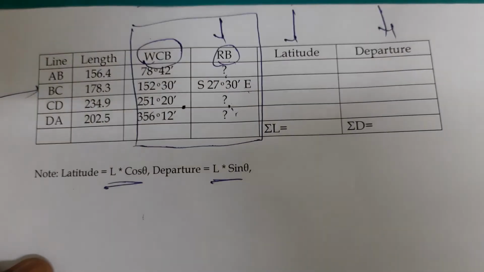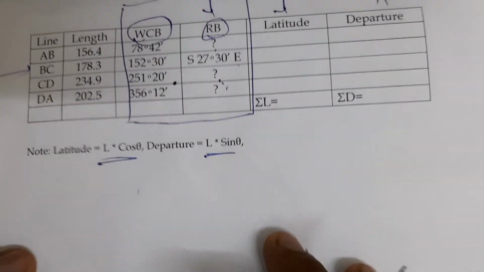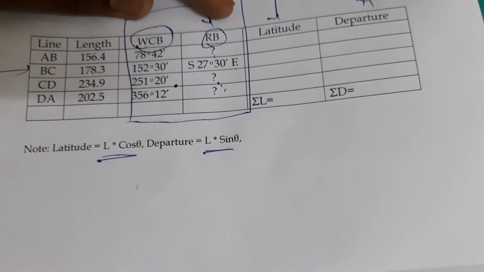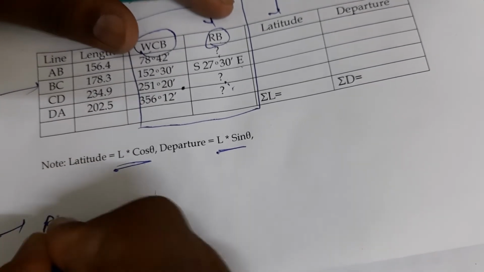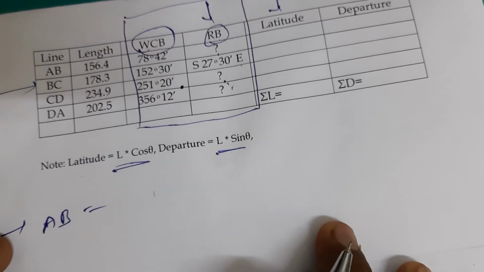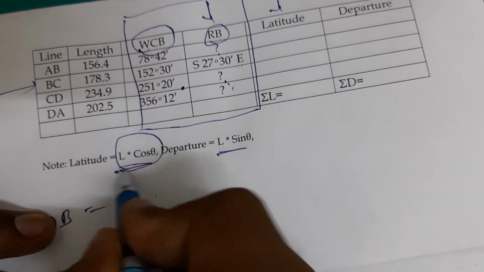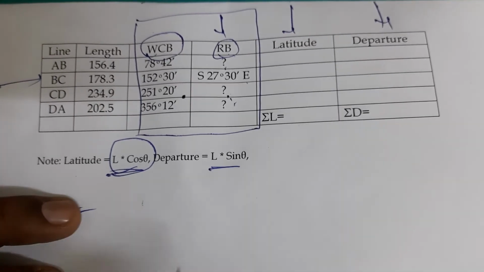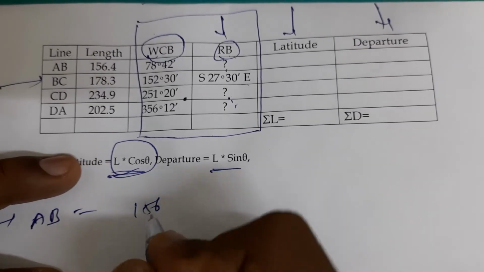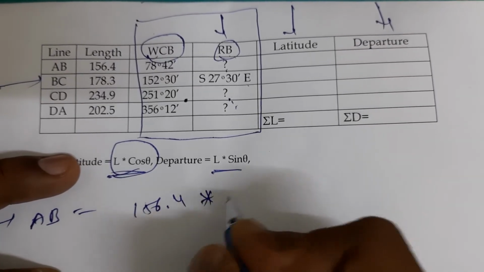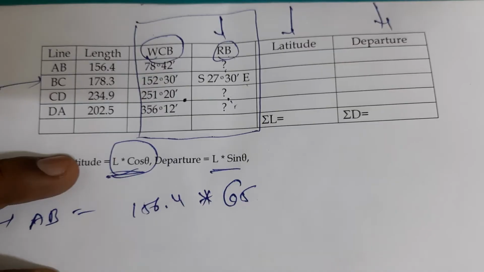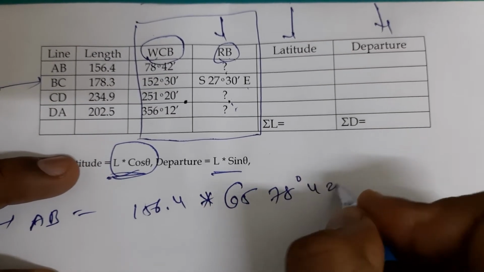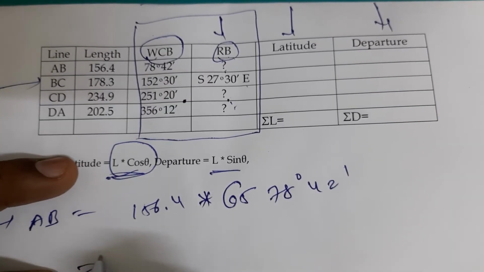Okay, now we calculate the latitude of the BC line. First we need to calculate the AB line, don't worry. The latitude equation is L cos theta. What is L? The length is given to you: L equals 156.4, multiply by cos theta, and theta is given to us as 78 degrees 42 minutes. This data is given to you.